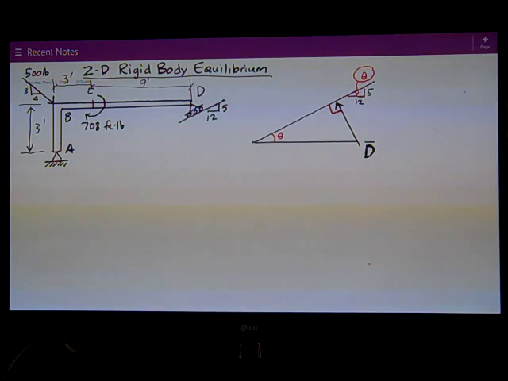I've got a 500-pound force up in the upper left-hand corner at B at a 3-4-5. I've got a 708 foot-pound concentrated moment, a pure moment, a couple moment acting at C. And then at D, I have a roller on the right end on a 12-5 slope. So that's going to be part of what we have to look at to solve the problem. I want the reactions at A and D.